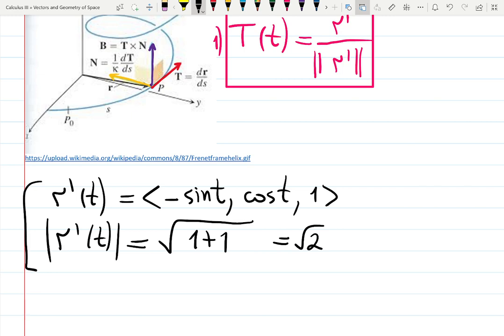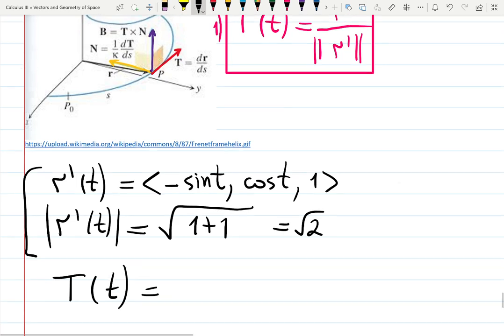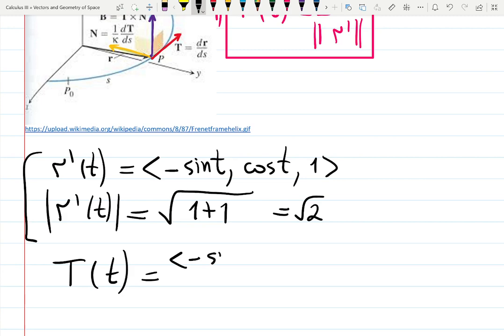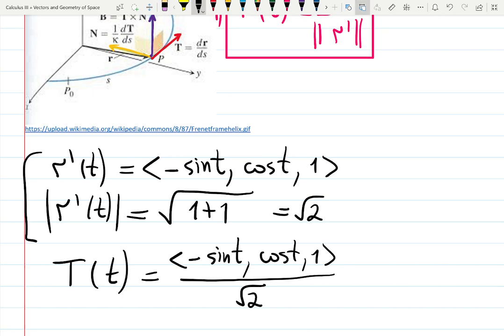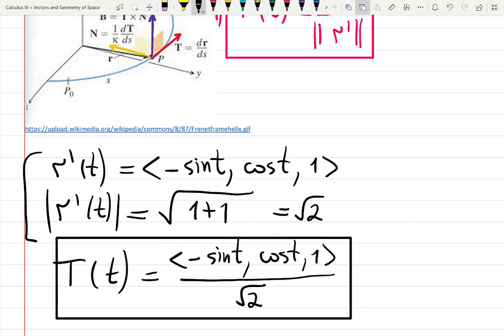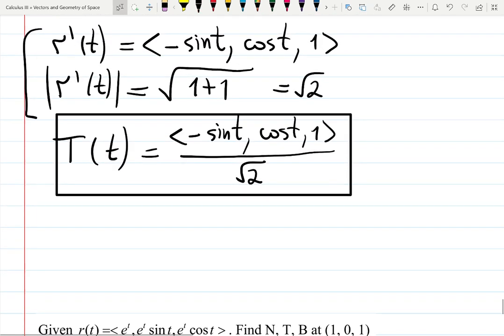Thus, this gives me T, a tangent vector. They call it unit tangent vector, and it is going to be minus sine t, cosine t, and 1, all over square root of 2. You can distribute 1 over square root of 2 inside of the vector, but you don't have to. That is a fine looking thing. So we did the first one, maybe put it in the box, we need it. We were not asked to find that, but we need it for steps two and three.